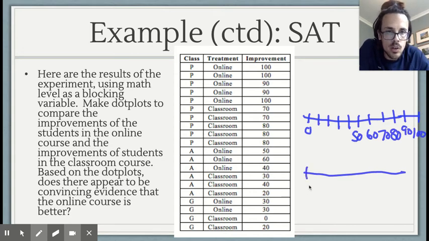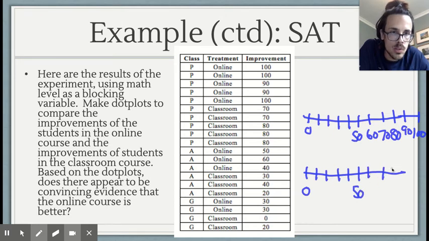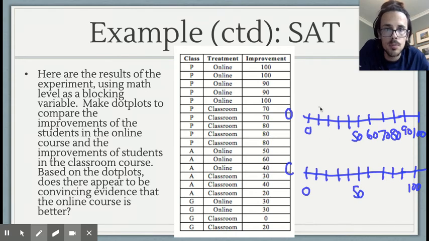So yeah, make your graph and try to make them stack on top of each other, because when you do it that way, it'll be easier to see if there is a difference between the groups. We talk about overlap in the pictures, and we did that in the previous lesson, so that should be a little familiar for you guys. I'm going to make my first group, this will be the online group, and this will be the classroom group. And what I'm going to do is put a dot for each kid where they end up.